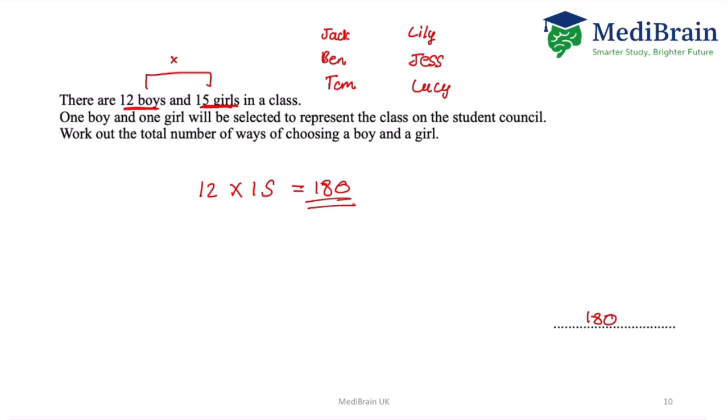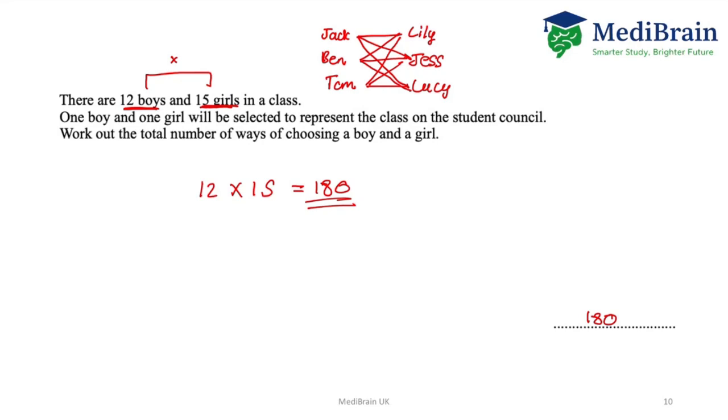If we're picking out a boy and a girl, what are the different combinations that you can have? Jack and Lily, you can have Jack and Jess, you can have Jack and Lucy. You can have Ben and Lily, Ben and Jess, and Ben and Lucy. You can have Tom and Lily, Tom and Jess, and Tom and Lucy. Those are the different combinations that you can have. Okay, and that's what we're doing.